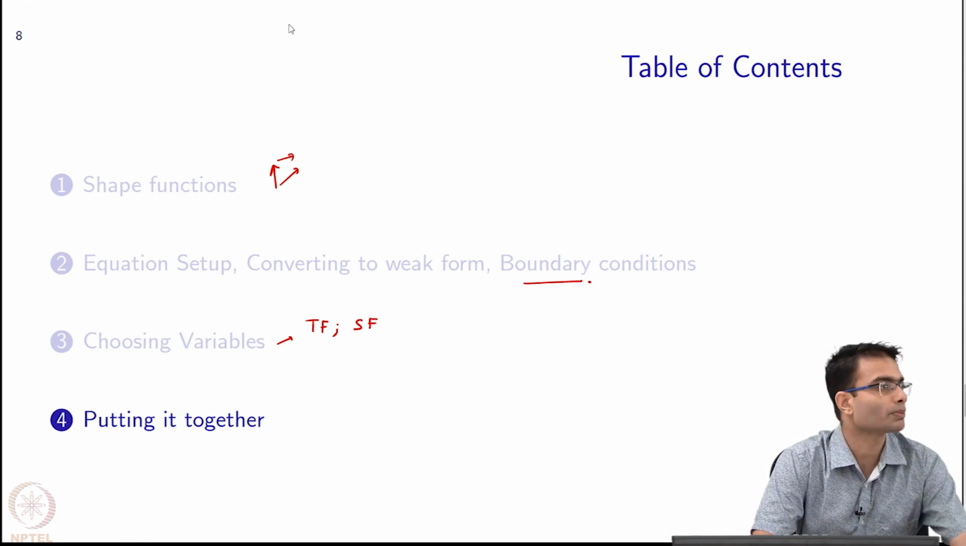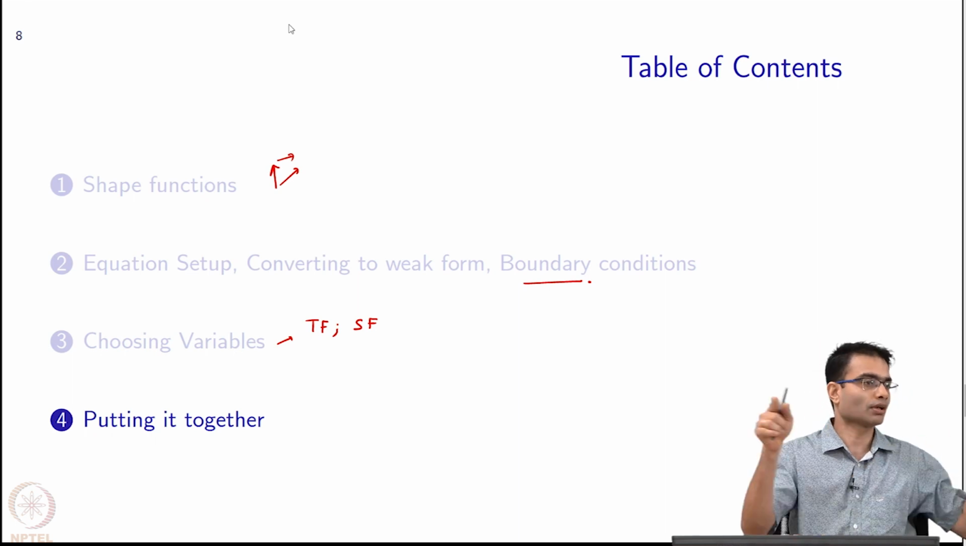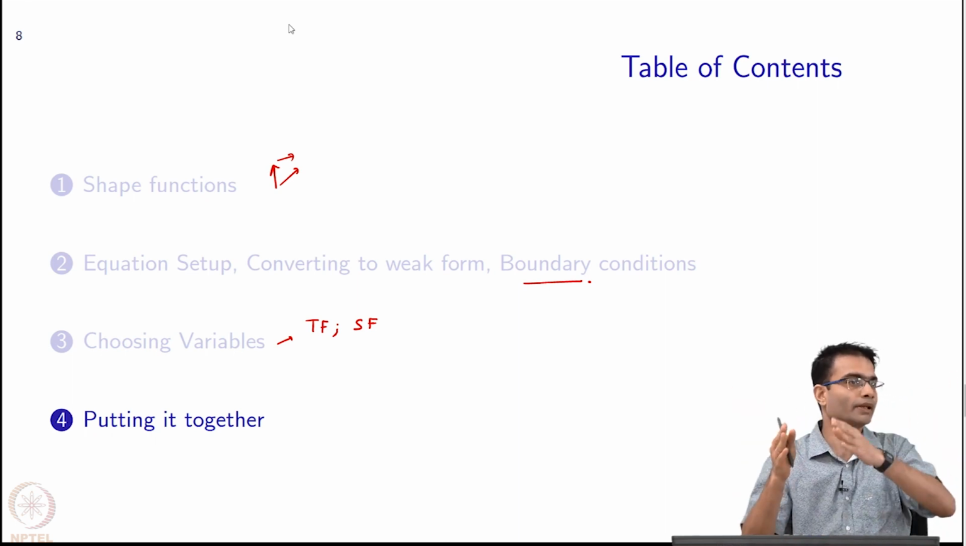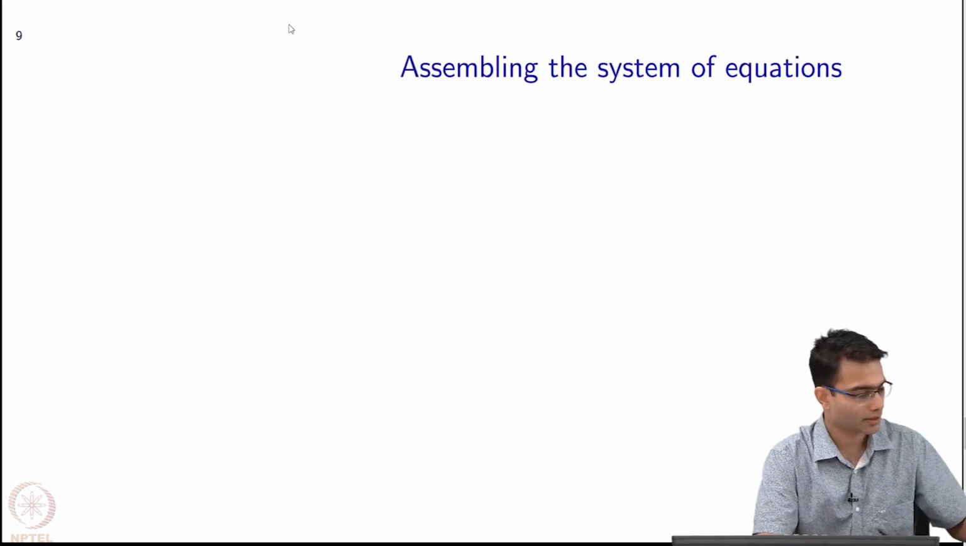So, what we will do is going to be very similar to what we did in the case of 1D FEM. What did we do? We took a line and we chopped it into elements and found out the system of equations. So, let us get into that.